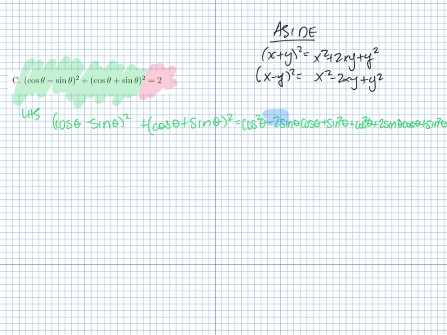We can take this, and they end up being a 0. So let's do that. We're going to get 2 cosine squared theta plus 2 sine squared theta. In fact, I can factor out a 2. So I get 2 times cosine squared theta plus sine squared theta, which equals 1. So I get 2 times 1, which is 2, which is our right-hand side, and we stop here.